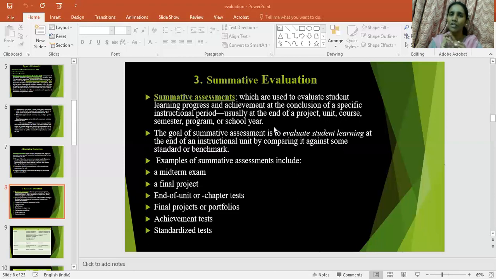Means here, once the instructional period is over, once you have completed your year or your semester, then at the final you are going to conduct some exams. That is nothing but the summative evaluation. Here are some examples I have given for the summative evaluation, that is a midterm exam also. Or if you have finished one chapter, there also you can conduct one test. That is also called summative evaluation, because already you have completed one full chapter and conducted one test.